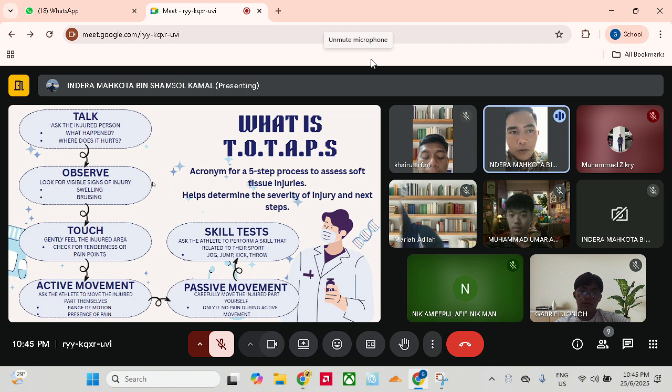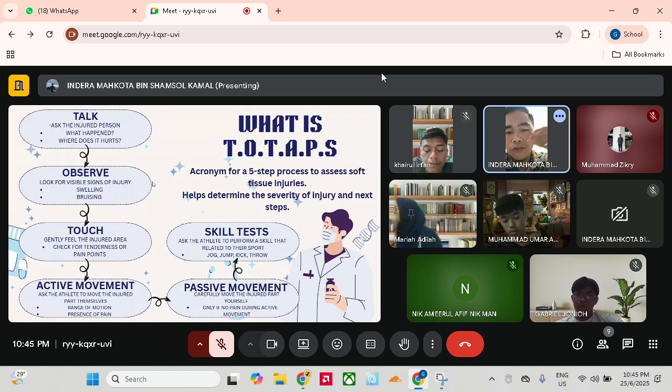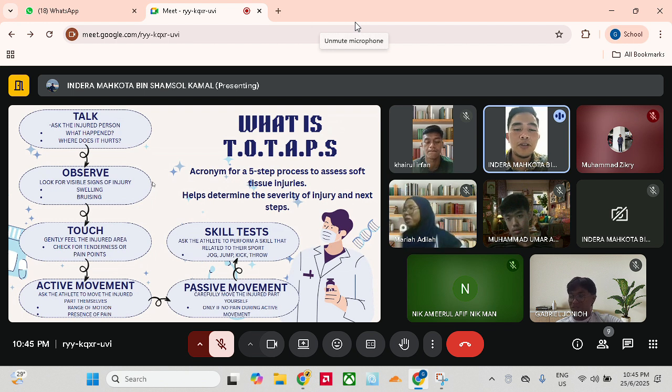And then we go to the next one, which is passive movement. If they can't do the active movement, you need to carefully move the injured part yourself, meaning you help them to move the injured part. This can be used if you have observed them and they cannot do the active movement.